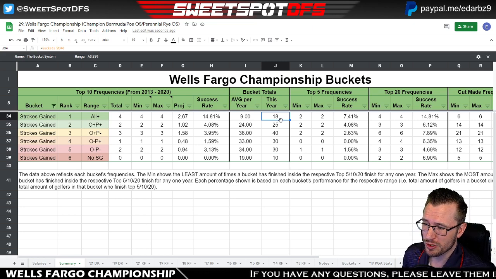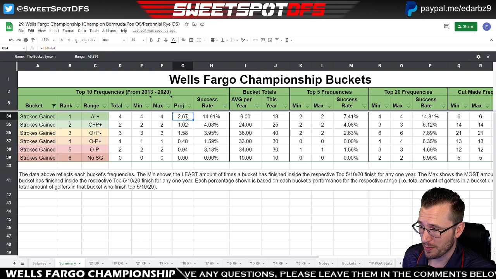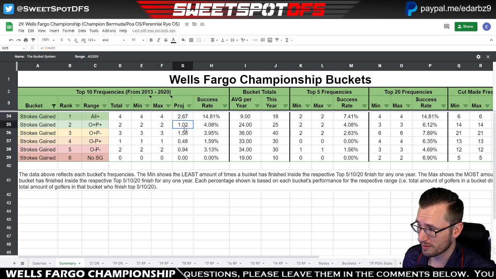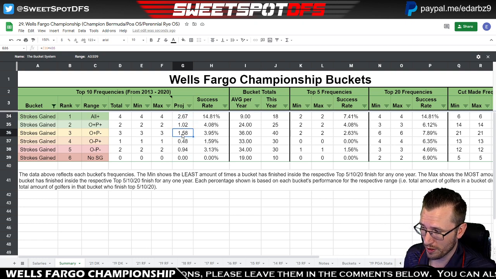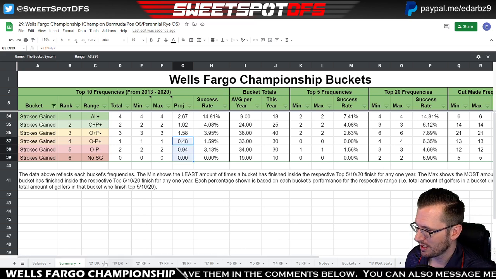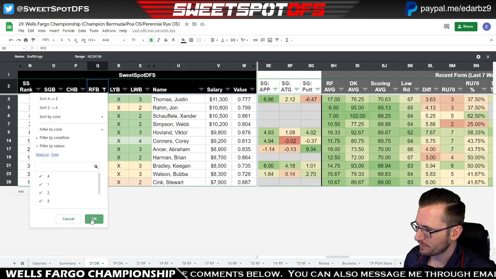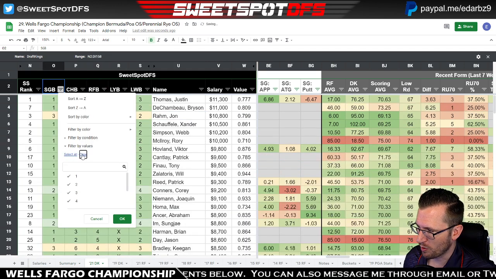And it comes as no surprise to me, really. Seeing this here and the projections here, we want to grab somewhere between 2 to 3 strokes gained 1, 1 strokes gained 2, 1 to 2 strokes gained 3, and then fill in the rest as we see fit. Let's go ahead and take a look at everybody. So we're only going to look at strokes gained bucket 1, 2, and 3.